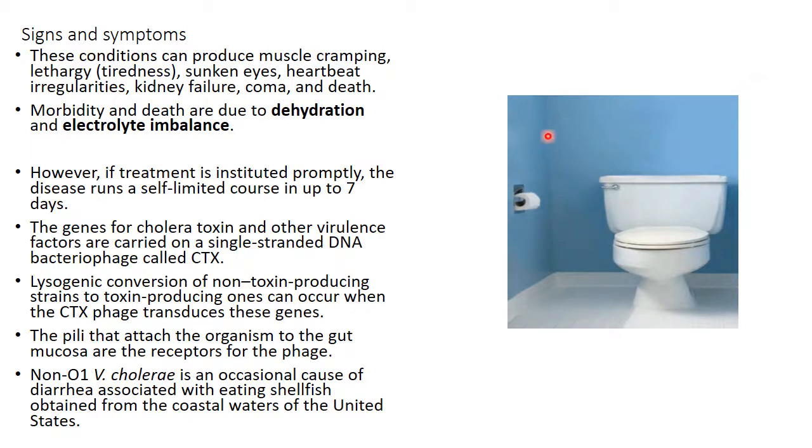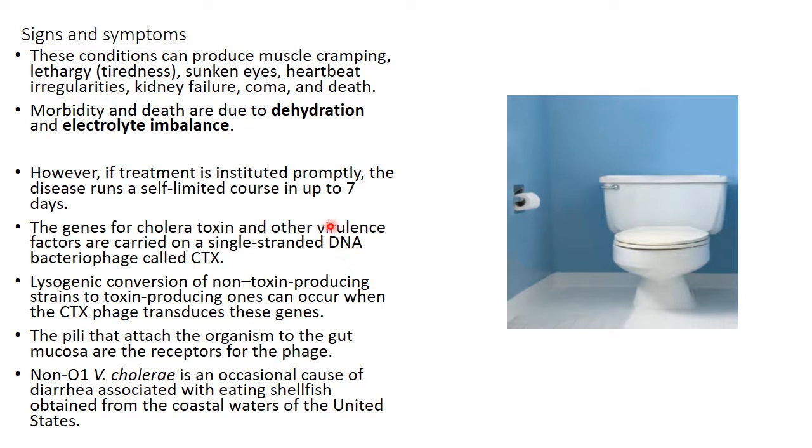Now, what are the signs and symptoms? This condition can produce muscle cramping, lethargy, sunken eyes, heartbeat irregularities, kidney failure, coma and death. Morbidity and death are due to dehydration and electrolyte imbalance. However, if treatment is done, the disease runs a self-limited course in up to 7 days.